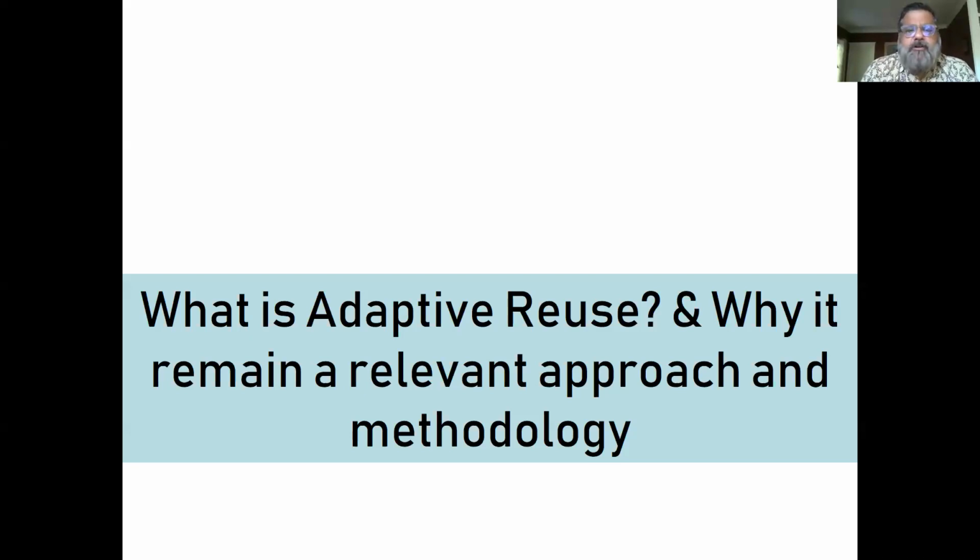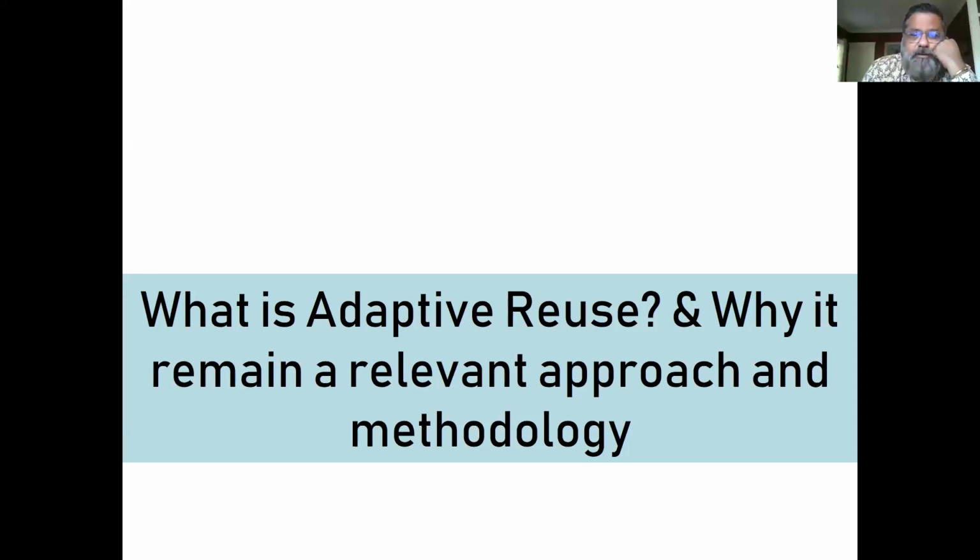Oftentimes, there are other terms that are used interchangeably with adaptive reuse, including rehabilitation, retrofit, sometimes even renovation, repurposing. So there are lots of different terms that you might hear that broadly cover the same meaning as adaptive reuse. So the question is, why do we engage in this methodology?